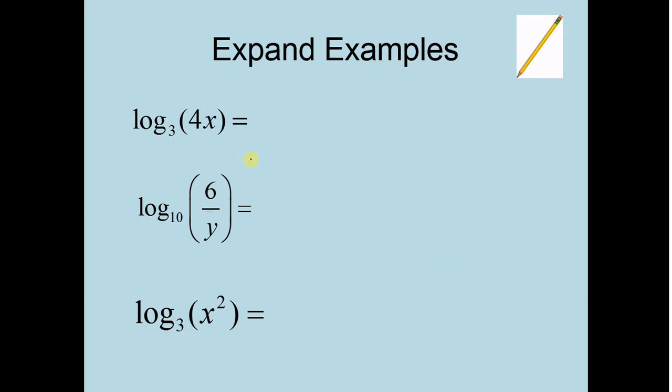Expand examples. So they have log base 3 of 4 times x. So now, in our mind, we need to think multiplication equals addition. So what we're going to do is write log base 3 of the first guy, 4, plus log base 3 of the second guy, x. That is the final answer. So however many terms you have inside tells you how many logs you're ultimately going to end with. If you have 3 things inside, you're going to have 3 logs at the end when you're expanding.